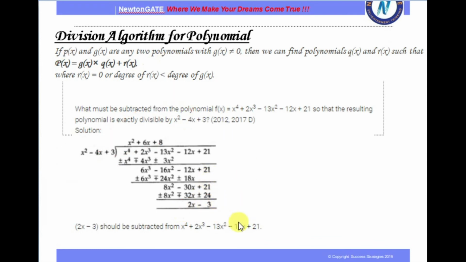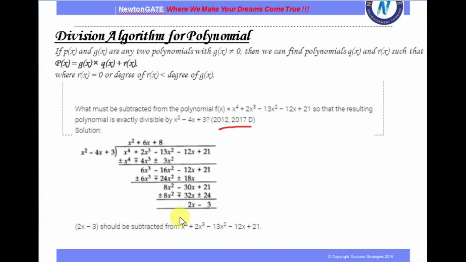So here I have taken an example. It has come in 2012 and 2017. I am dividing x square minus 4x plus 3, and this is the dividend. The question asked is: what must be subtracted to make this a polynomial that is exactly divisible by this?